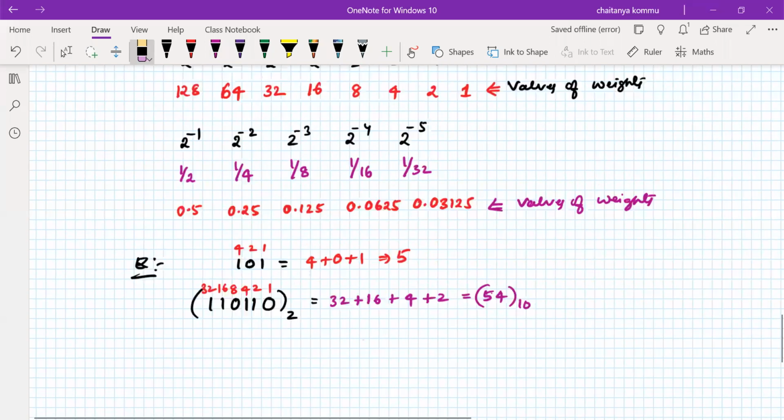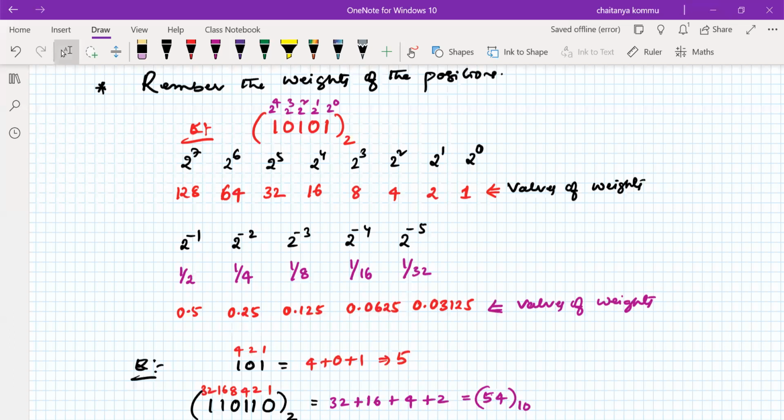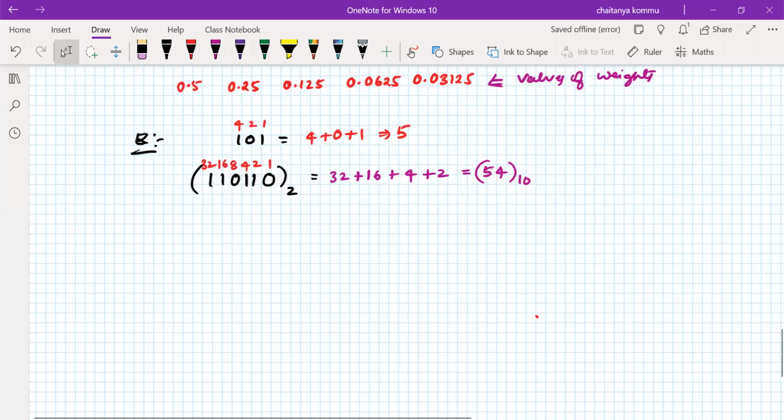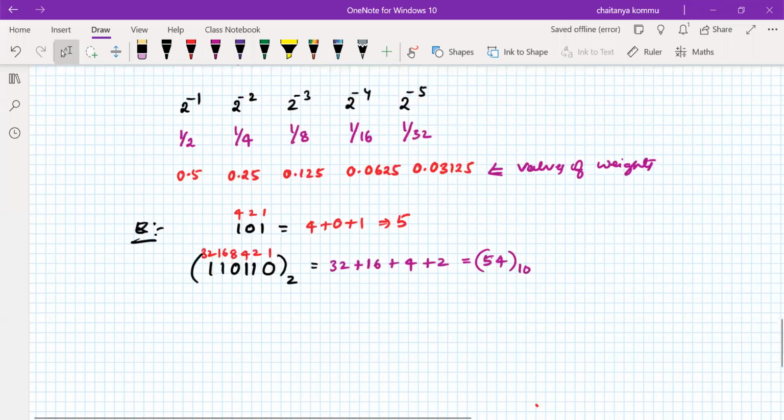So this is how we have to do. We have to remember the weight of the positions. Therefore, it is easy for us to tell at that instant what its decimal equivalent is. Why do we need the decimal equivalent? Because whenever we want to communicate with other people, it is better to convert the binary number system and say it in terms of the decimal number system, or maybe octal or hexadecimal number system. That's the reason why.